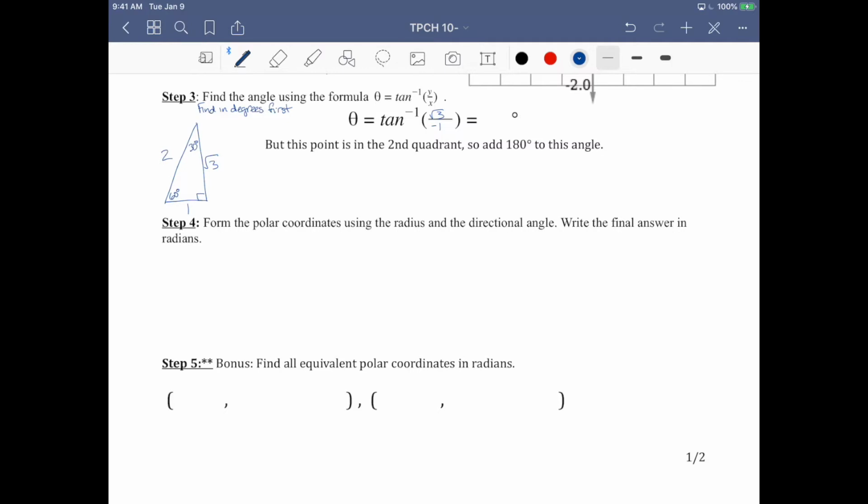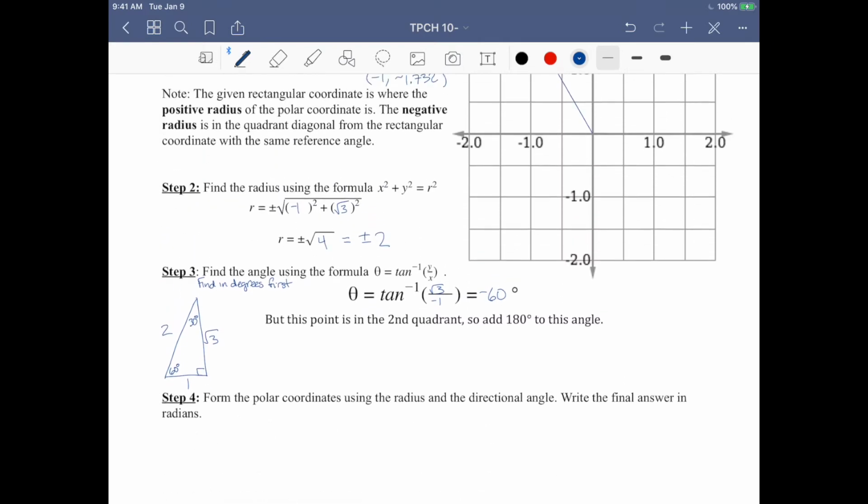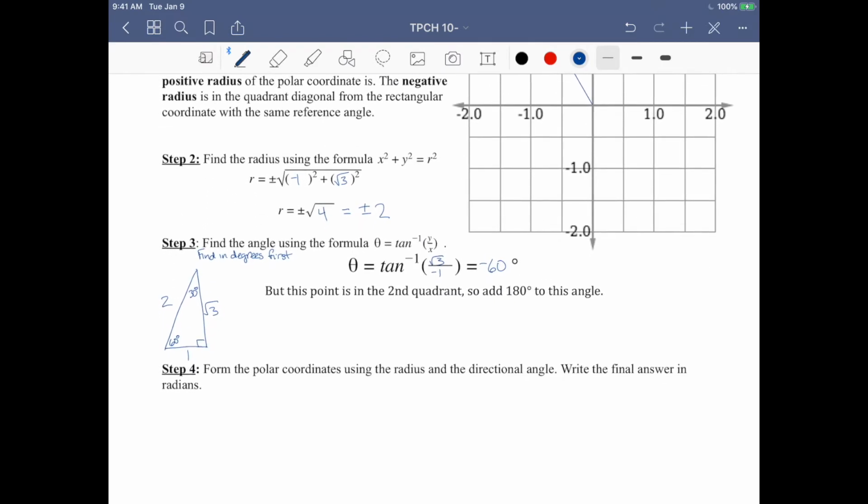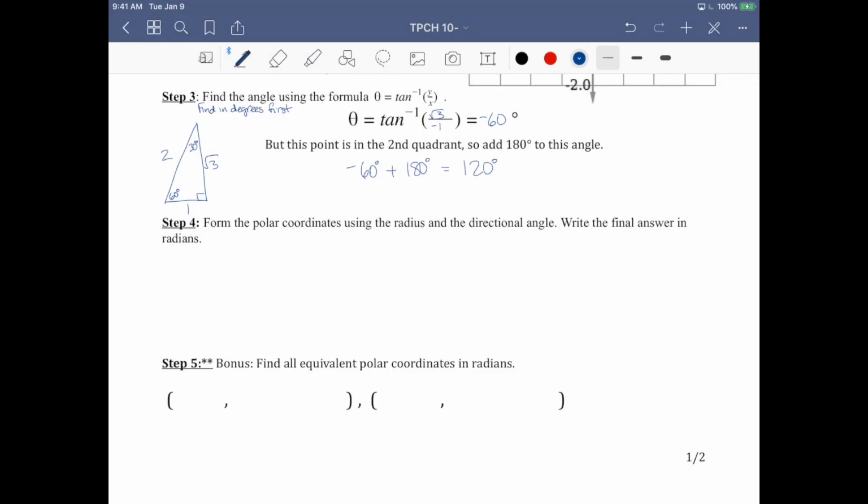Because the inside of this inverse tangent is negative, I know it's going to put me at -60 degrees. You can actually use your calculator to verify that if you need to. But just be careful, okay, because that's not always the angle you need. -60 degrees is in the 4th quadrant. However, my rectangular coordinate put me in the 2nd quadrant. So I must add 180 to this angle. So -60 plus 180 equals 120.